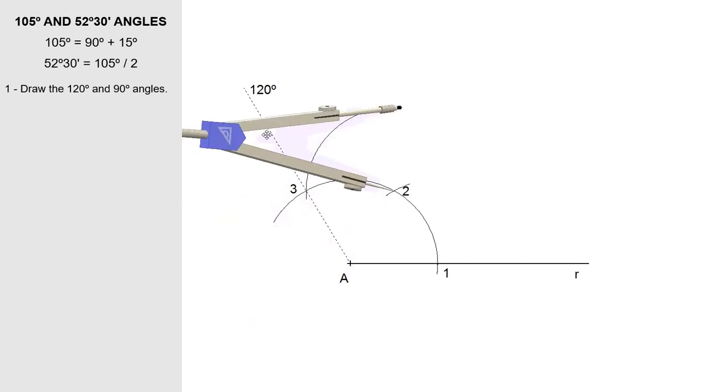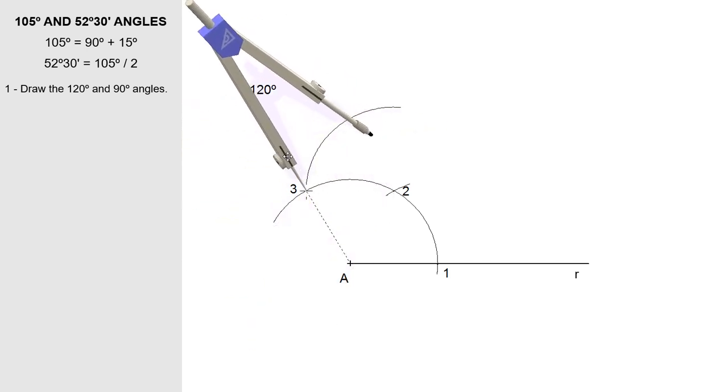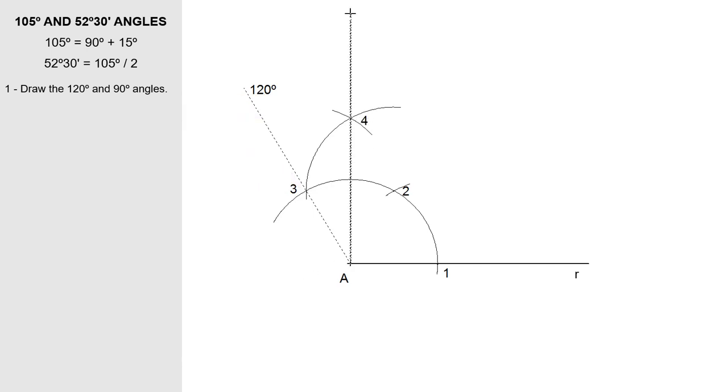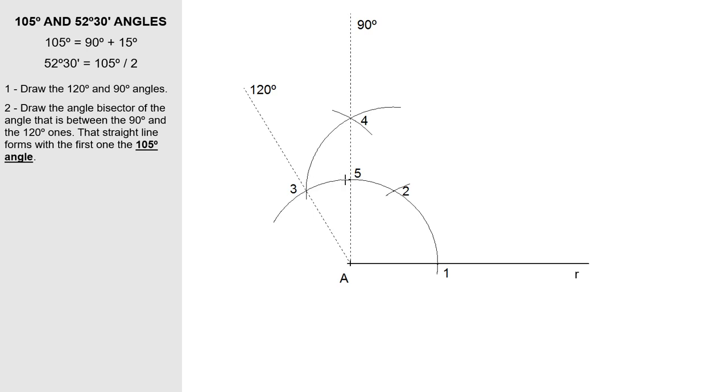We extend the last drawn arc upwards, and using point 3 as center and the same radius, we draw another arc that meets that arc at this point 4. So the semi-straight line that starts at A and goes through point 4 forms the 90° angle with semi-straight line R. This angle intercepted by the arc 5, 3 is 30 degrees. If we draw the angle bisector of this 30° angle, we get two 15° angles. So 90 degrees plus 15 degrees, or 120 degrees minus this 15 degrees, equal the 105° angle wanted.